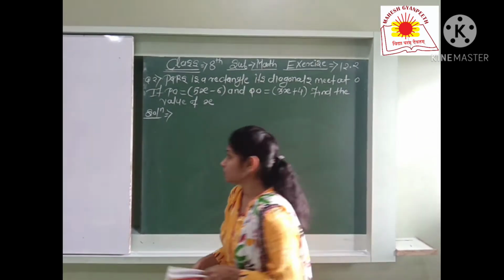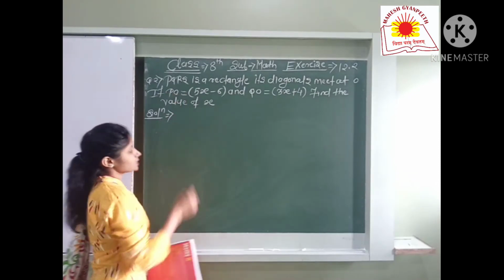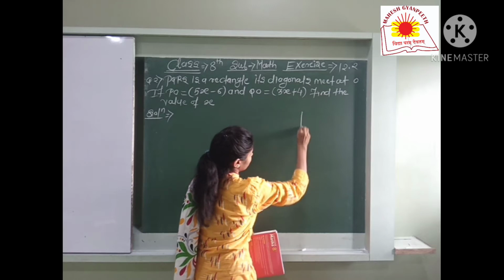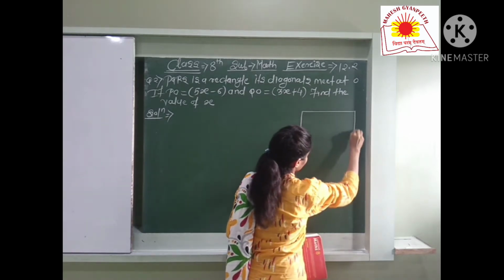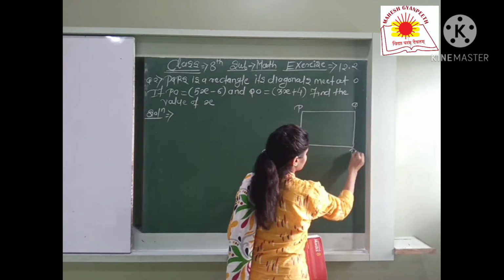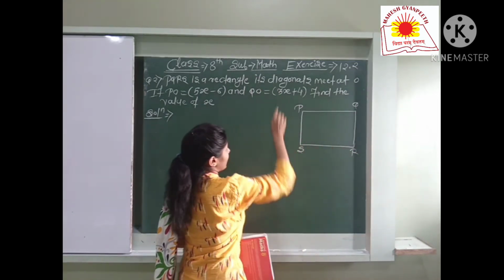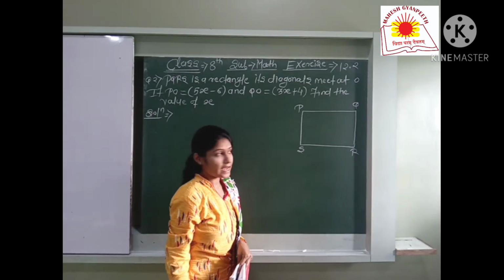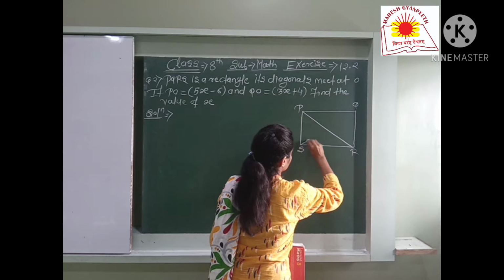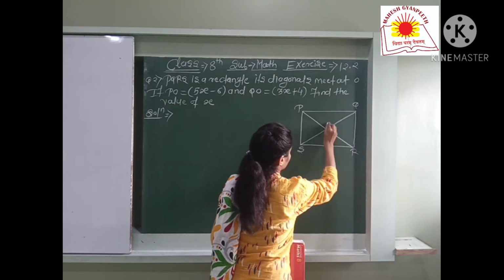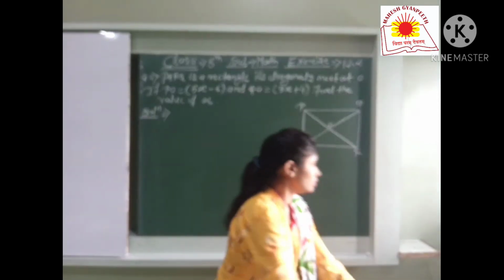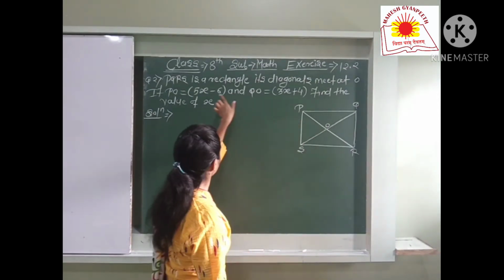Now see question number 2. PQRS is a rectangle. I will draw a rectangle here. PQRS is a rectangle. Its diagonals meet at point O. The value of PO is equal to how much?